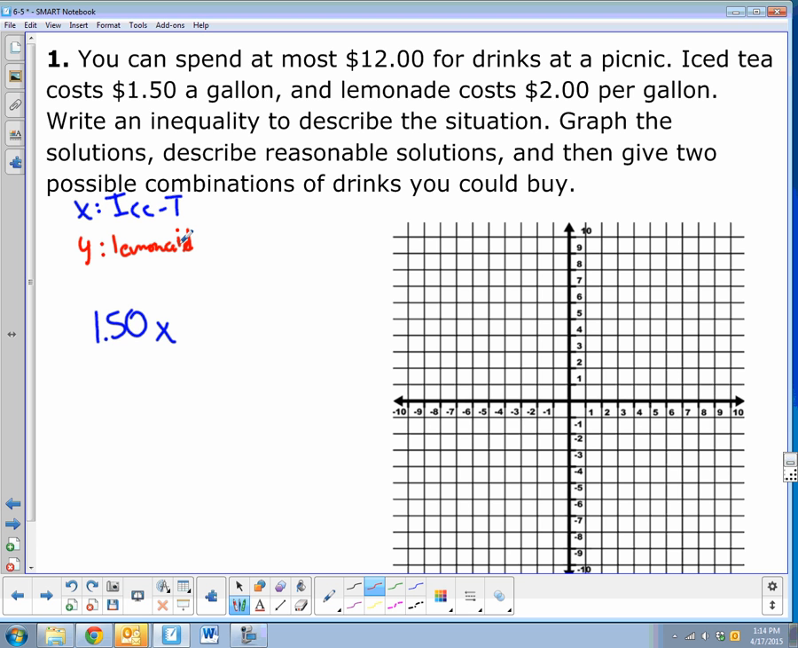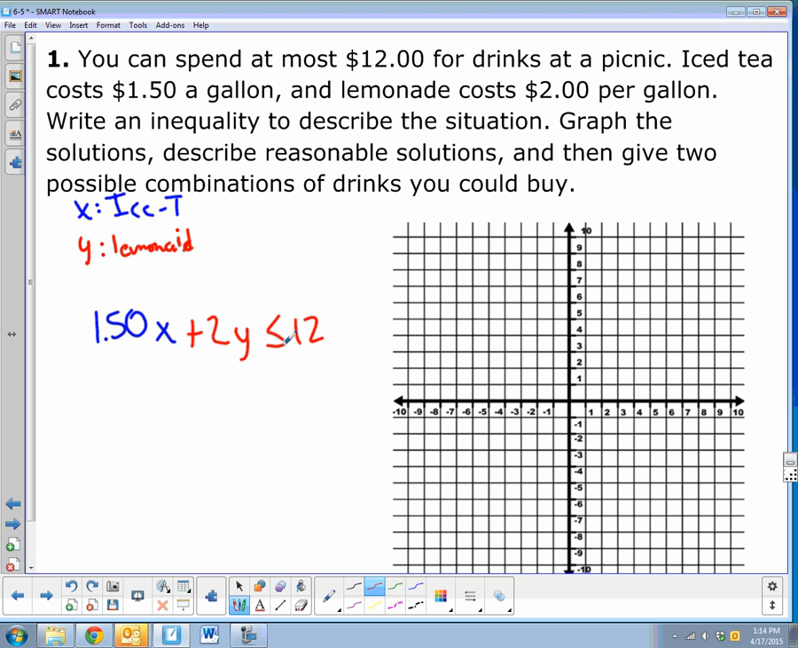I've got $1.50 for iced tea. I've got $2 per gallon for lemonade. I'm not going to put the .00, but you certainly could. And I know that I have at most $12. I cannot spend more than $12. So I have to say that my money has to be less than 12. I could actually spend exactly 12. So at most means I can spend that $12.